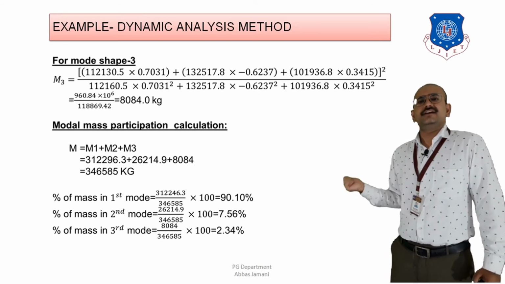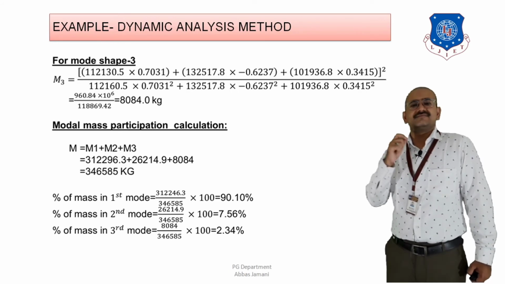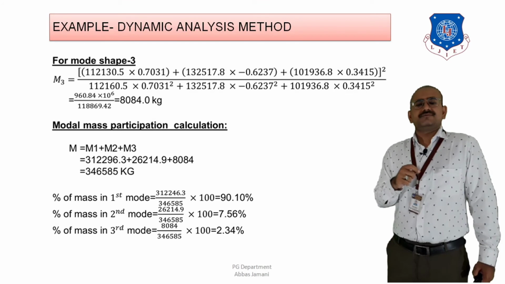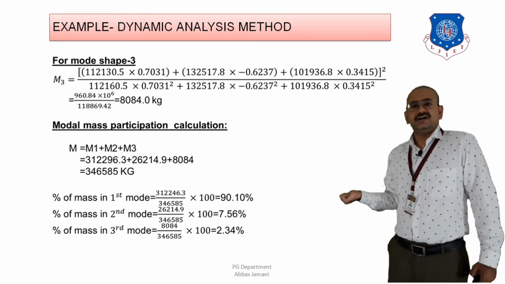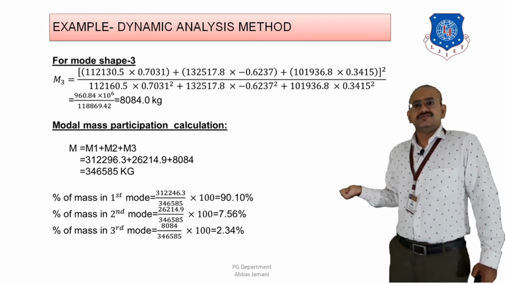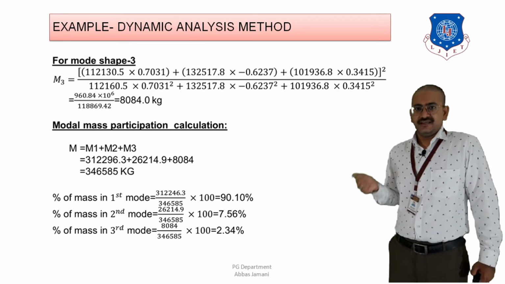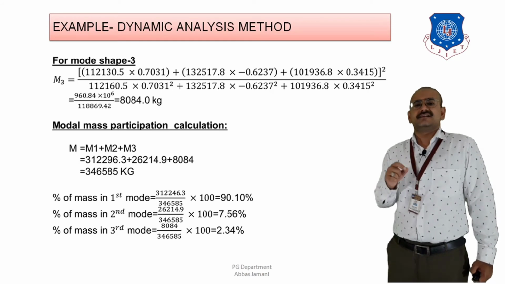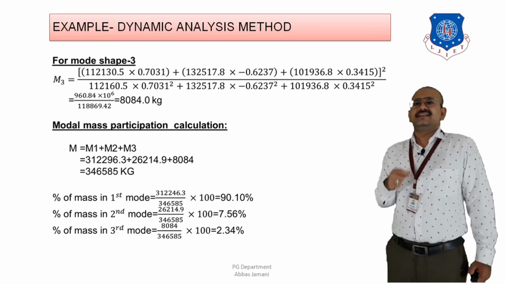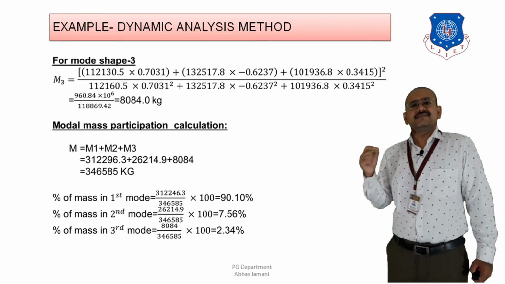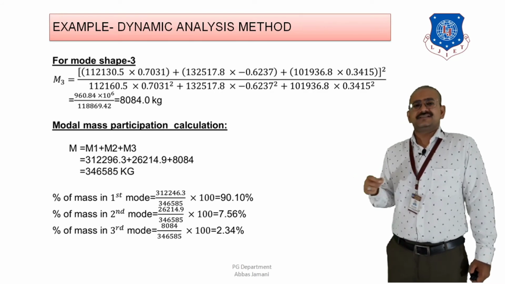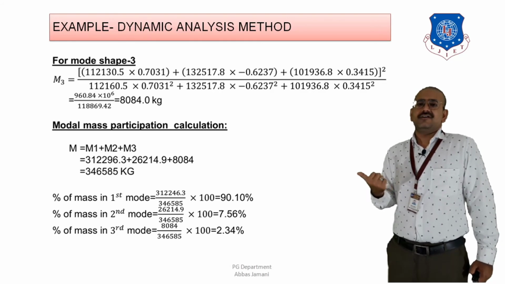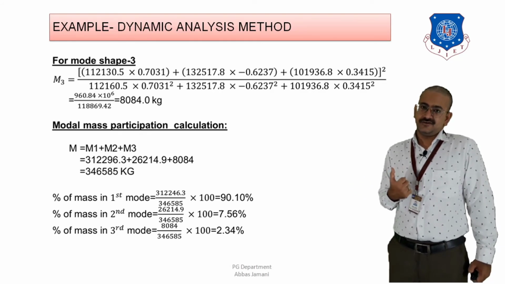And at the same time, we need to keep in mind the clause mentioned in IS 1893 also, that all the three principal modes of translation should contribute at least 65%. If this contribution is less than 65%, then in that case the structural system has to be modified so that the value of angular frequency will change and the corresponding value of mode shape will also change. And once that is achieved, then again this calculation has to be done and the mass values have to be checked and the percentage of modal mass has to be taken into consideration.